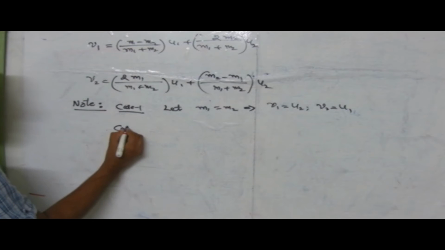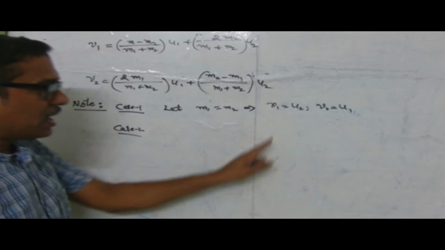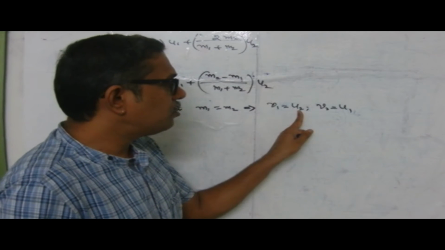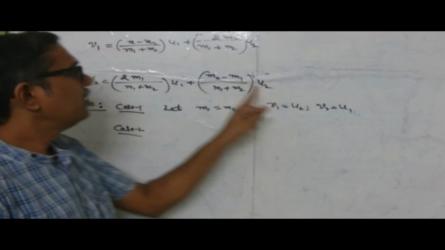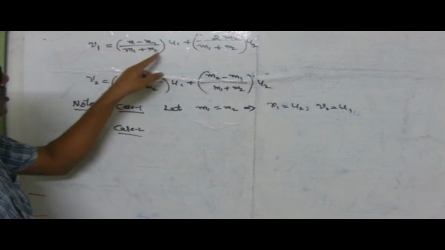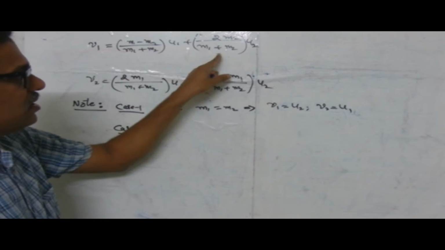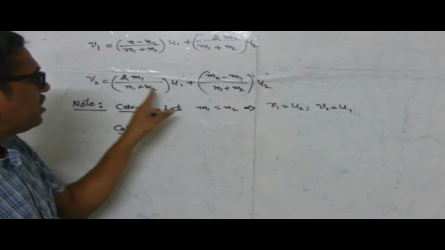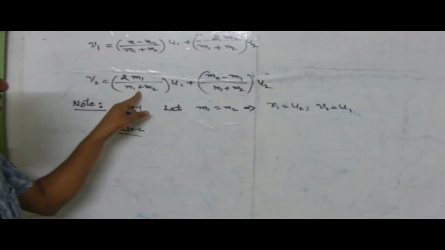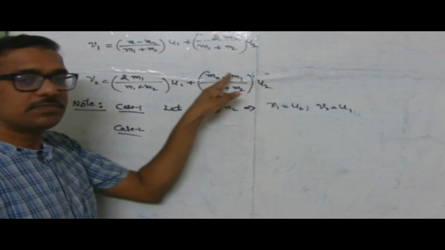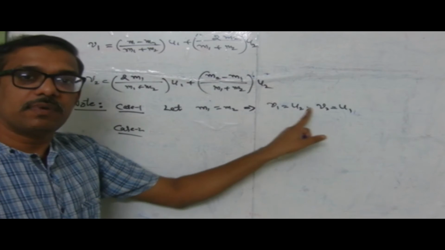One more time I am explaining how v1 is equal to u2 and v2 is equal to u1. Look here. The first term becomes 0. In the second term, since masses are the same, 2m gets cancelled, we have u2 only. Here also the same thing, 2m cancels, we have u1, and this part becomes 0. That's why they exchange the velocities.